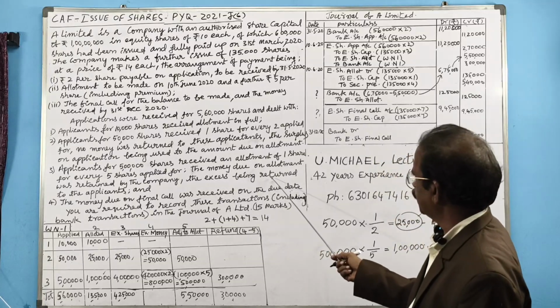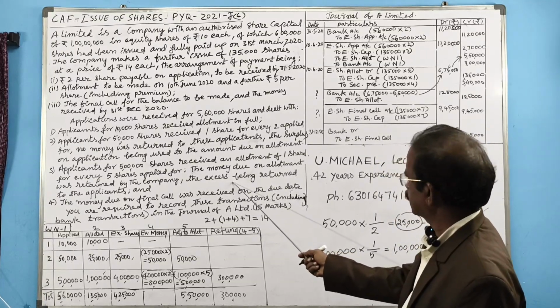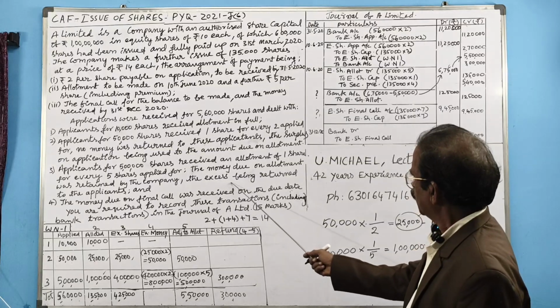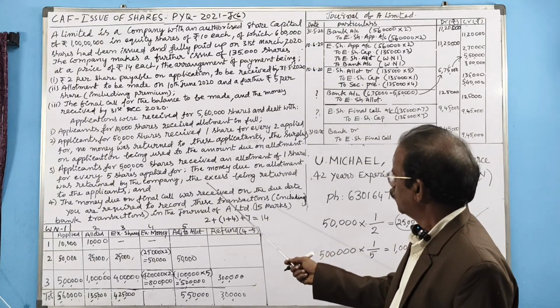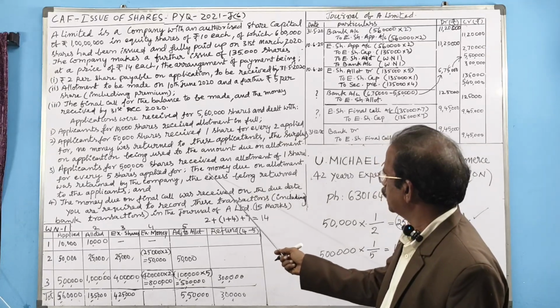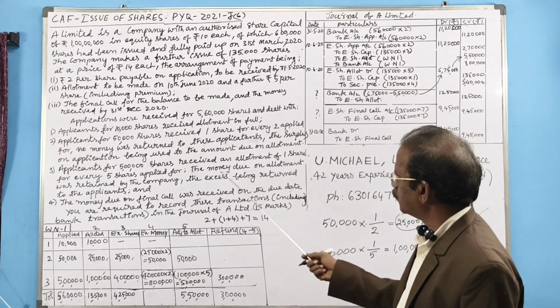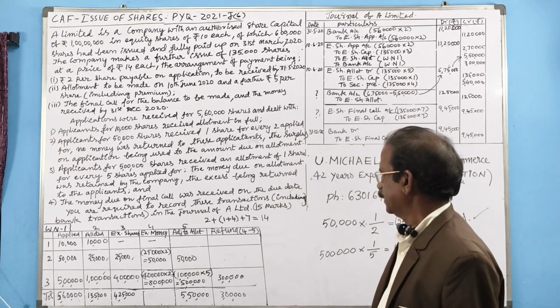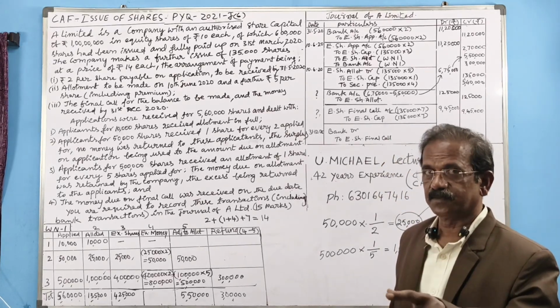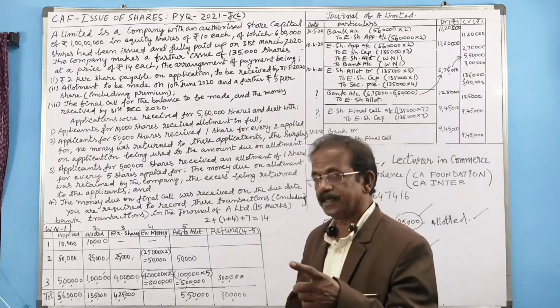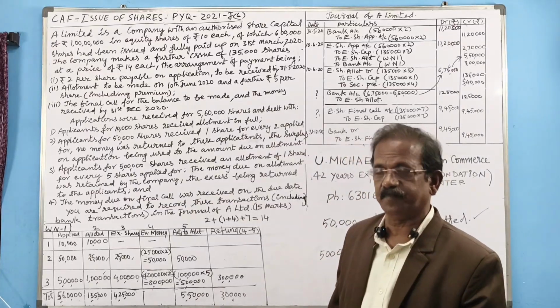The excess money should be returned to the applicants. What is the company doing? The money due on allotment was retained. The third category members have some excess money with the company.